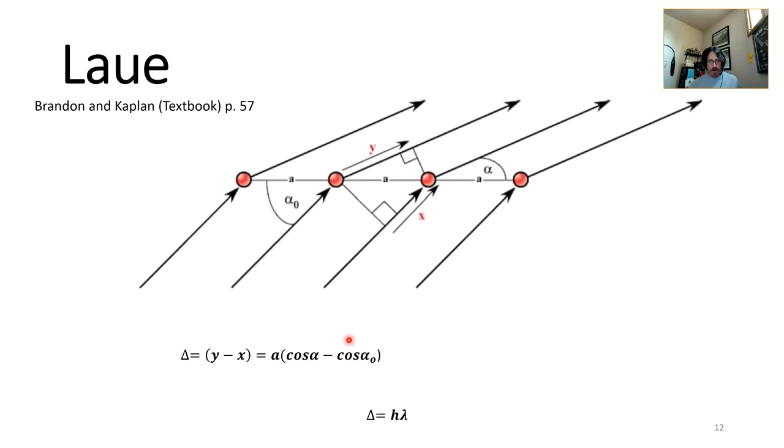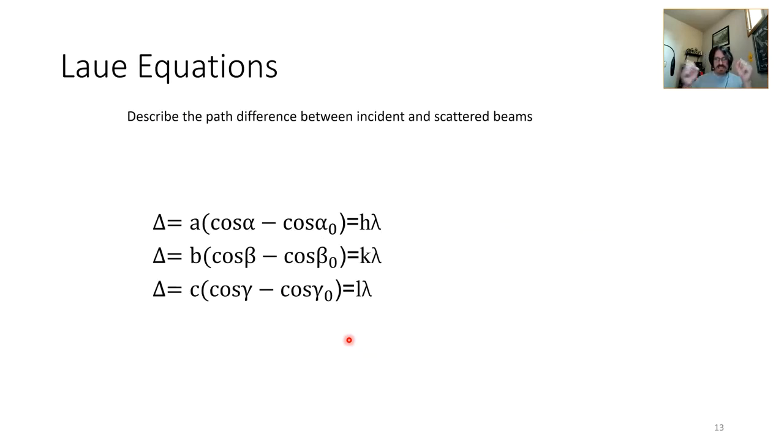If you remember, this is only one side. So this is the side A. And again, path difference. I saved the animation because it was kind of obscuring what I was trying to point out, but there's a path difference Y minus X. If you take this same scenario for the three sides and the three angles that make up a crystal structure, you end up with delta equals H lambda, delta equals K lambda for side B, and delta equals L lambda for side C. So A corresponds with H, B corresponds with K, C corresponds with L.